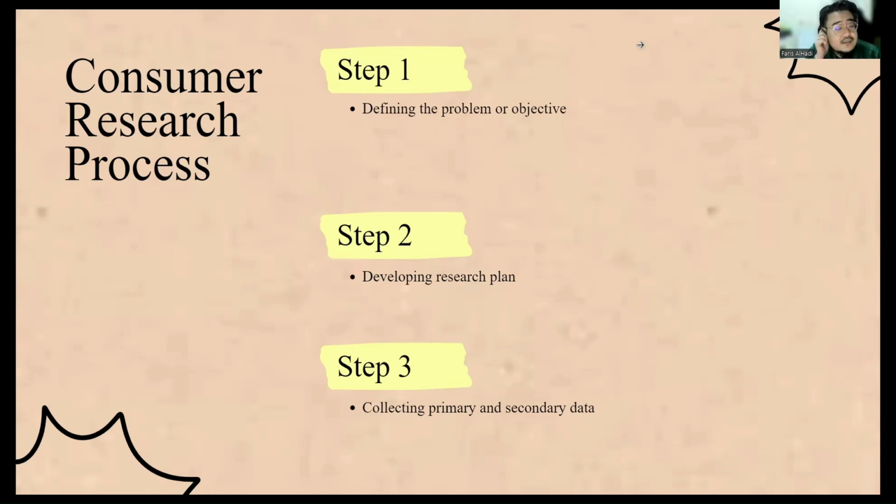The second step is developing the research plan. Once we know the problem, we outline a clear plan, including what methods we will use, how we will gather the data, and who our sample will be. This could involve qualitative and quantitative methods, or a mix of both.